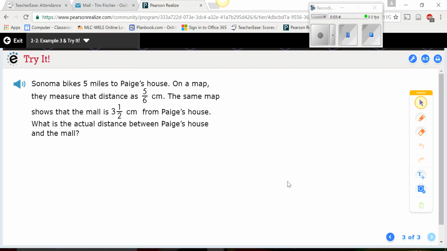All right, here's your example then to work through as you look at this. Don't be afraid to draw pictures if those are going to help you out.